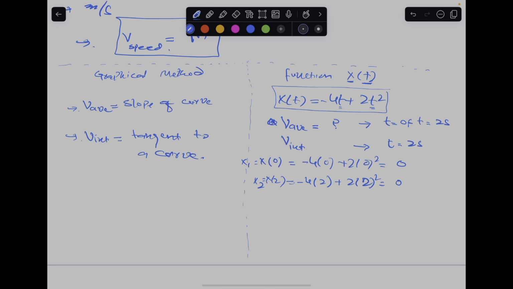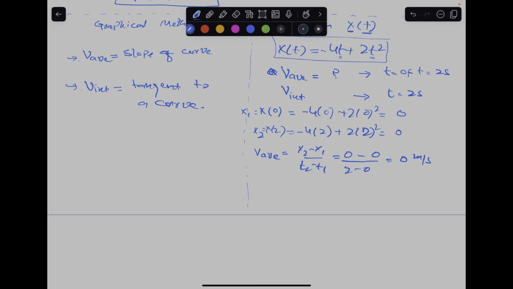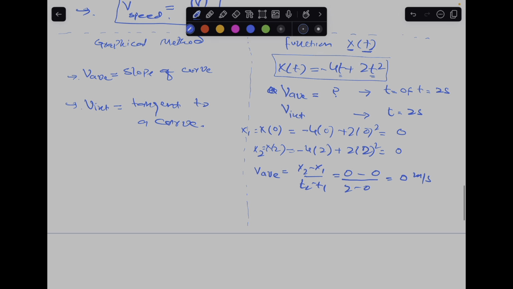Okay, then we can find that v average is nothing but x2 minus x1 divided by t2 minus t1. In that case, your x2 is 0, your x1 is 0 as well, t2 is 2, and t1 is 0. So your average velocity is 0. Now we can find the instantaneous velocity.